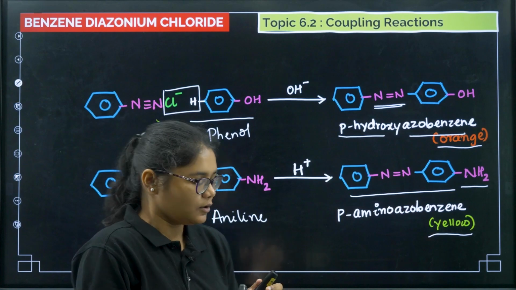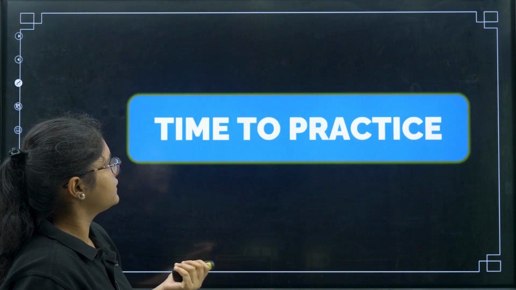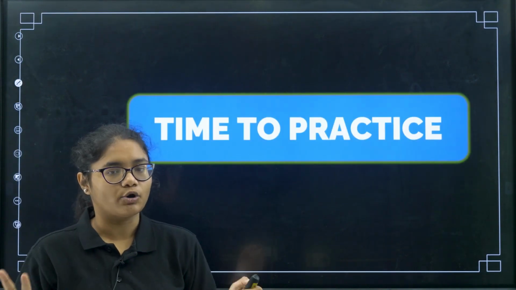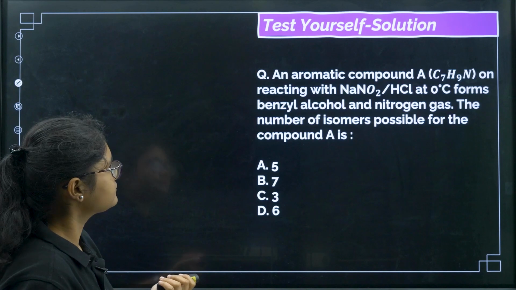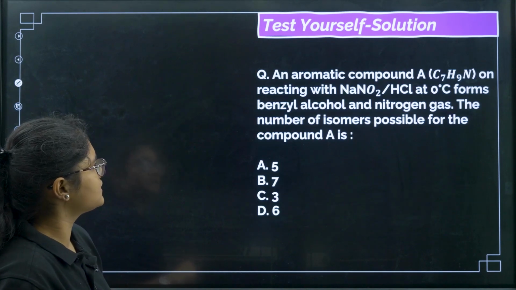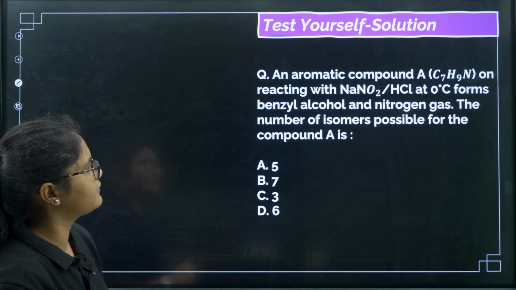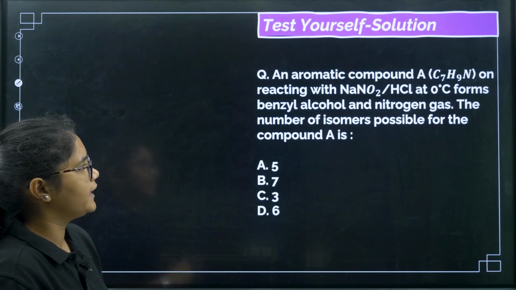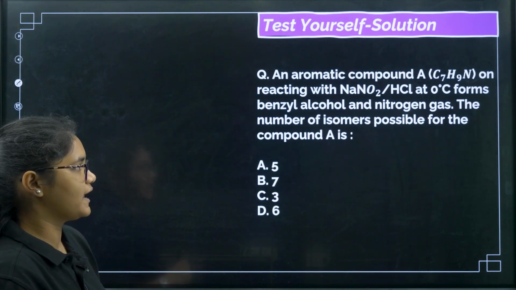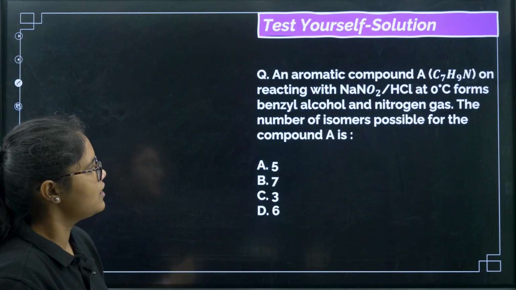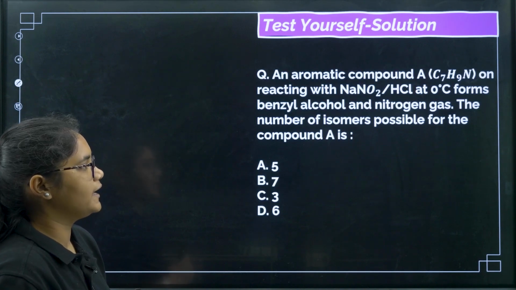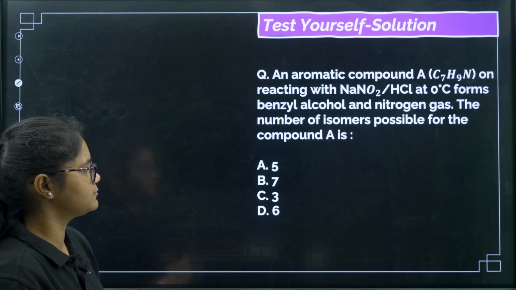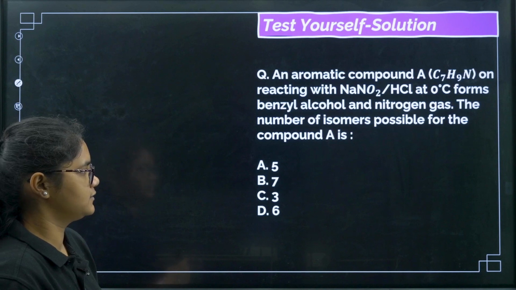Clear? Okay, so that's all about all the reactions. Now we will practice a lot of questions. Okay, fine. This was a homework question I think I gave you in my previous class. An aromatic compound A, C7H9N, on reacting with NaNO2 and HCl forms benzyl alcohol and nitrogen gas. The number of isomers possible for the compound A is.